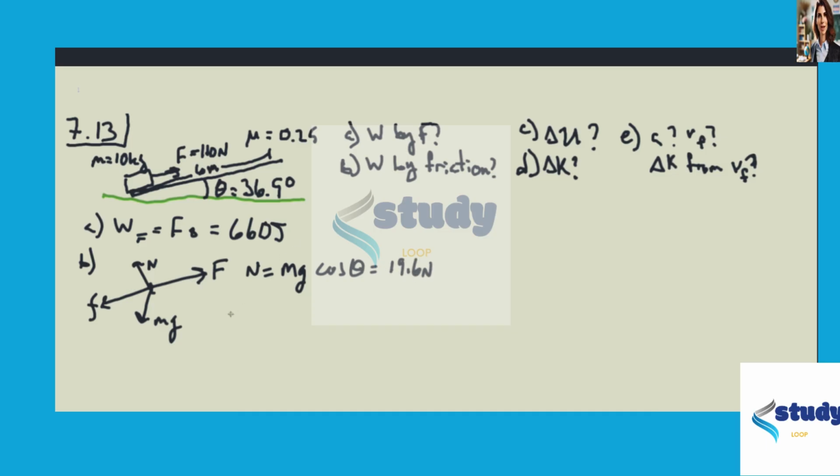So then the work done by friction is going to be the friction coefficient times the normal force times the distance we're traveling. It's our 6 meters. And so the work that friction does is negative 118 joules.